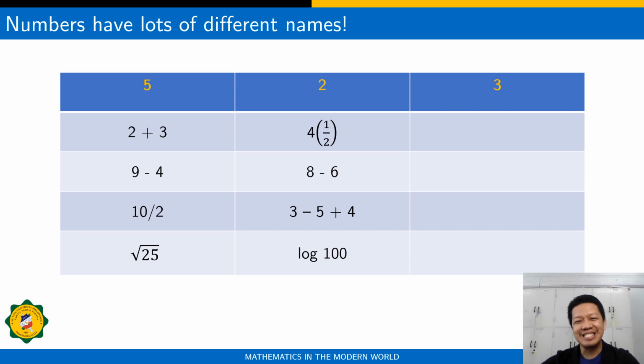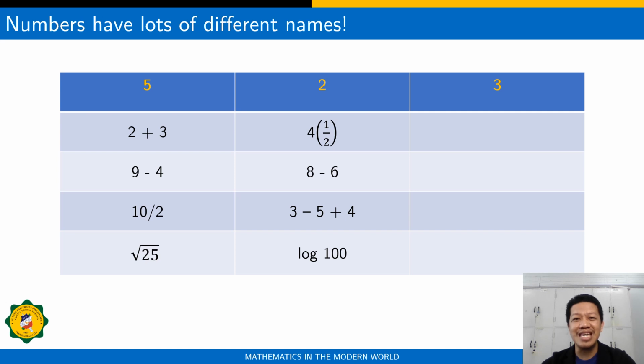Just like us, we have different code names or nicknames. Numbers have lots of different names also. For example, 5 can be written as 2 plus 3. 5 can be 9 minus 4. It can be 10 divided by 2 or the square root of 25. For 2, it can be 4 times 1 half or 1 half of 4. It can be 8 minus 6. It can be 3 minus 5 plus 4, or it can be the logarithm of 100.